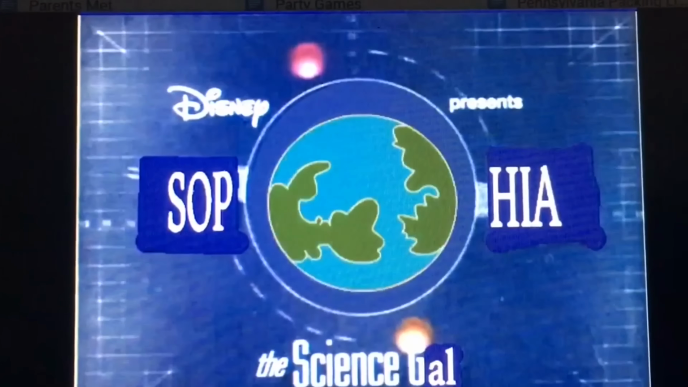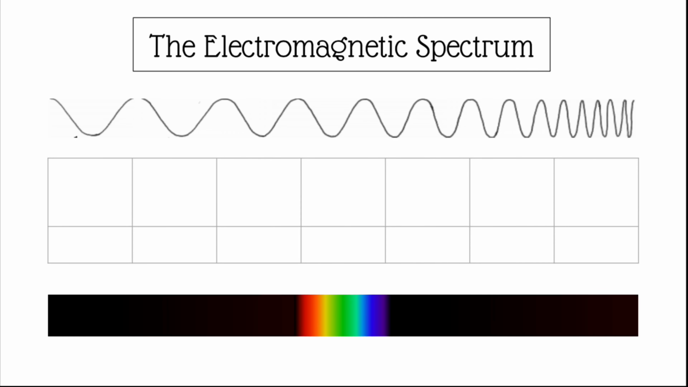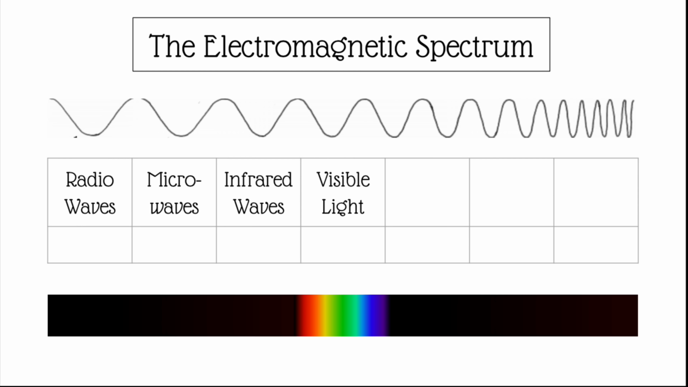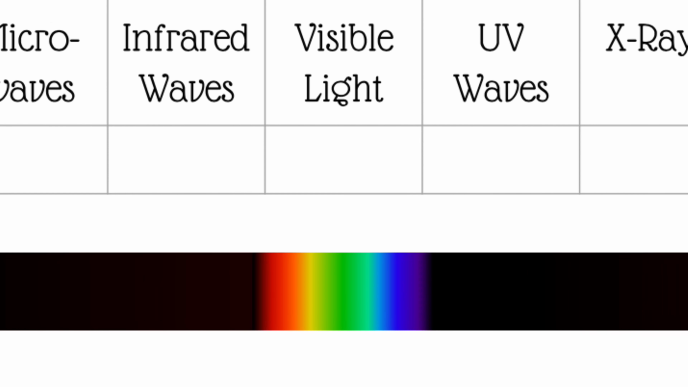So what exactly is the electromagnetic spectrum? The electromagnetic spectrum is divided into 7 different types of electromagnetic waves: radio waves, microwaves, infrared waves, visible light waves, ultraviolet waves, X-rays, and gamma rays. All of these waves are a form of light, but the only portion we can see is visible light.